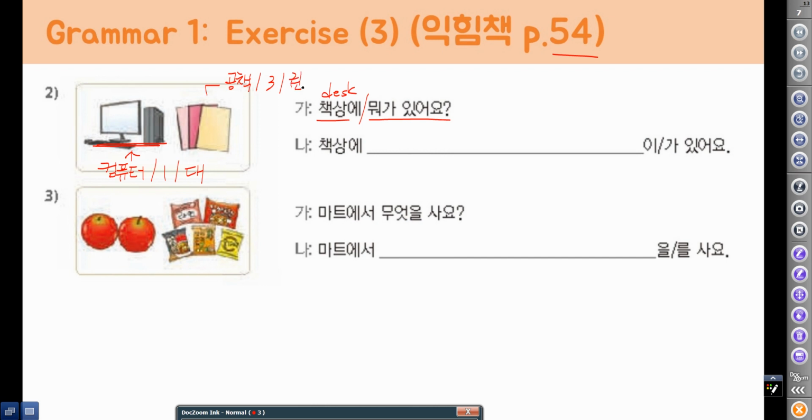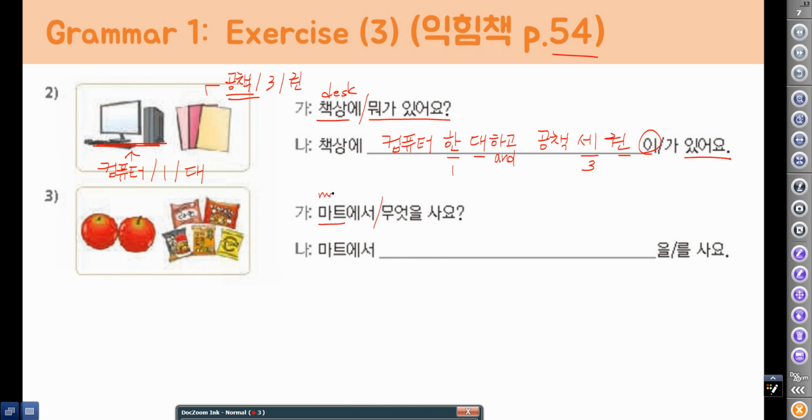1. So 책상에 컴퓨터 네 number. 1. 한. 대하고 네 next one. What is it? 공책. How many? 3. 세, volume, 권이 있어요. 책상에 컴퓨터 한 대하고 공책 3권이 있어요. Good.